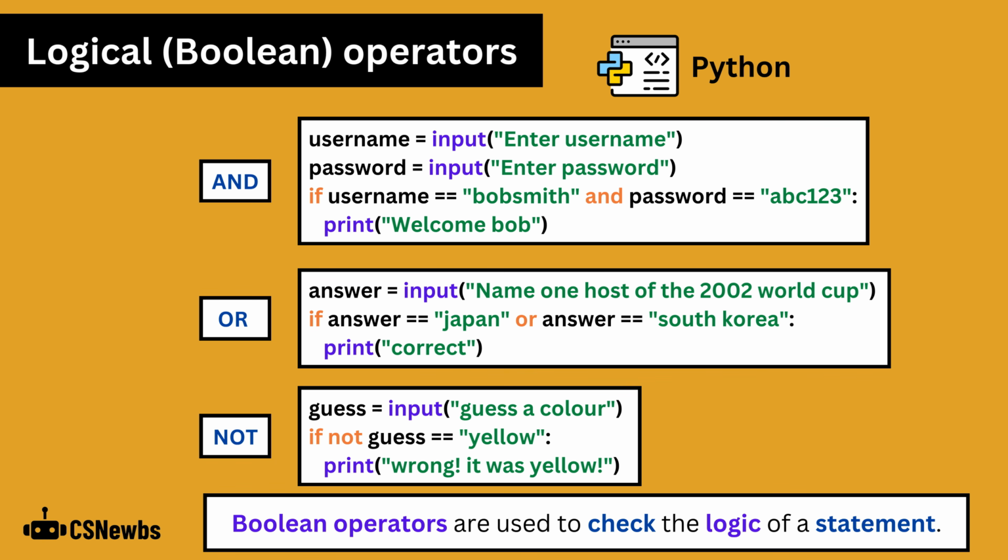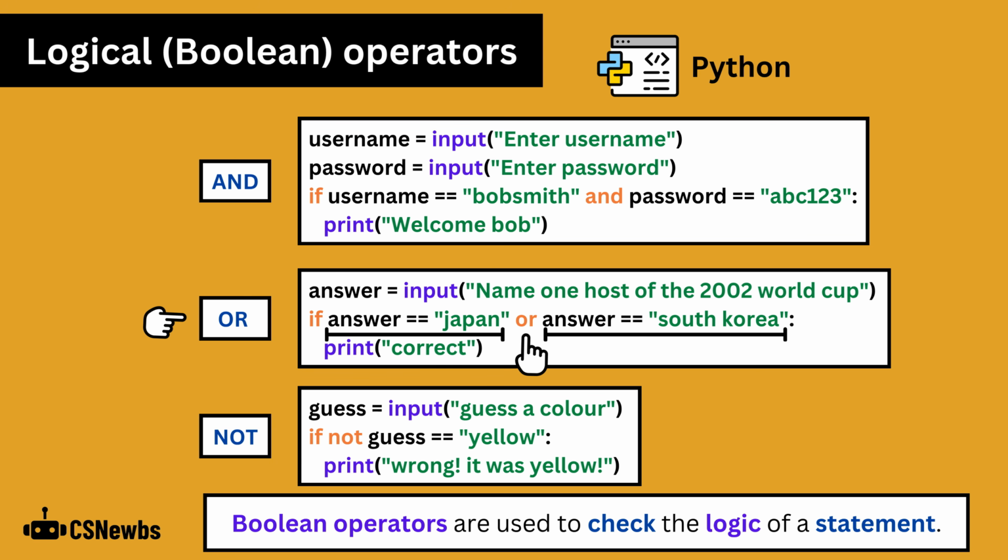After comparison and arithmetic operators, there is a final set of logical or Boolean operators. This first example checks if both the username and the password are equal to specific values. The second example checks that at least one of the two parts of the condition is correct, that the answer is either equal to Japan or equal to South Korea.